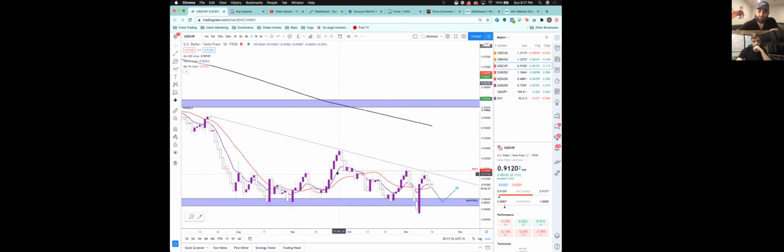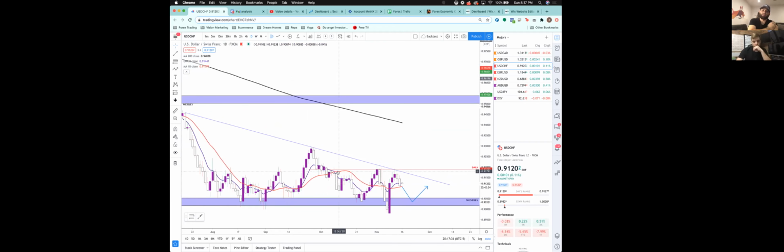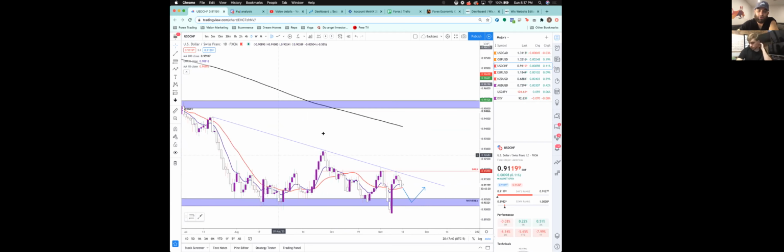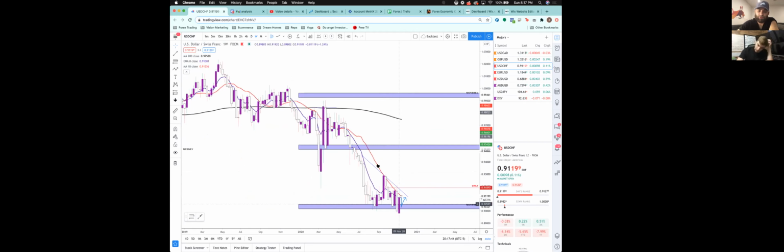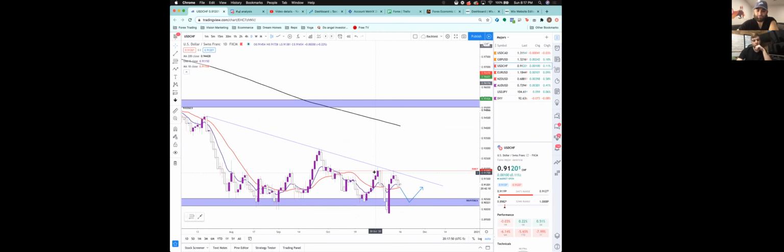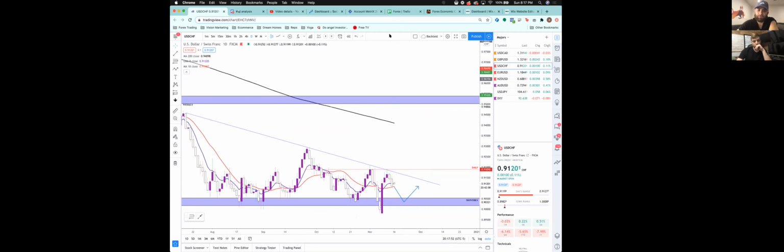So coming down to the daily, what are we going to need to see? The daily time frame is still bearish. So the weekly time frame is hitting this support level. It's still bearish though, but we're trying to see if it's going to reverse here. Daily time frame, still bearish. Formed this resistance level at the end of last week, right there.